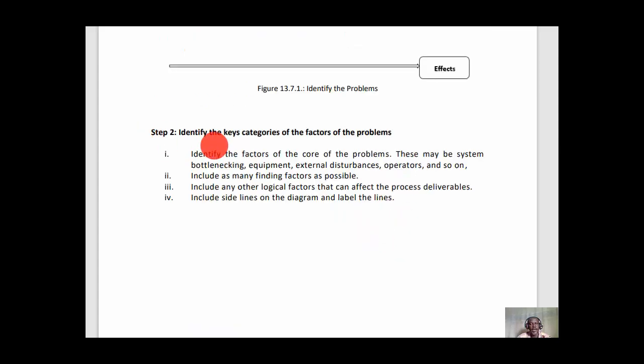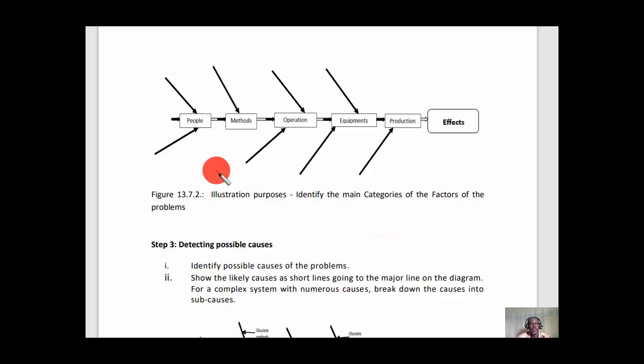Step 2. Identify the key categories of the factors of the problem. This may be system bottlenecking, equipment, external disturbances, operators, and so on. Include as many factors as possible. Include any other logical factor that can affect the process deliverables. Include side lines on the diagram and label these lines. Here, these figures are for illustration purposes, as explained above, identifying the main categories of the factors of the problems.